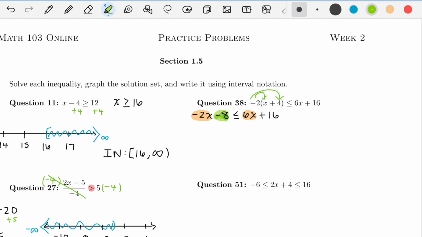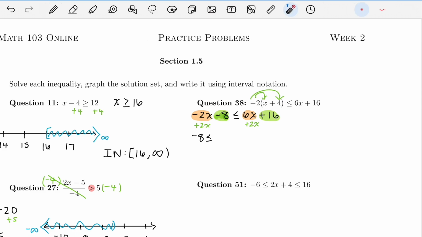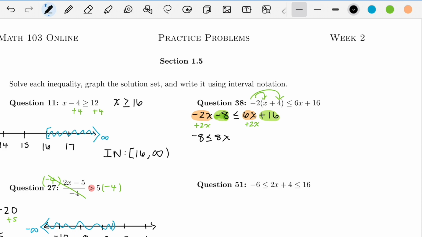Similarly, we have a minus 8 and a positive 16 here. These guys are also like terms, but they're on opposite sides of our inequality, so we're going to have to move them around. So the first thing we'll do is we'll add 2x to both sides of our inequality here. This leaves us with a minus 8 on the left-hand side, and then we get 6x plus 2x. That gives us 8x's. And we still have this plus 16 here.